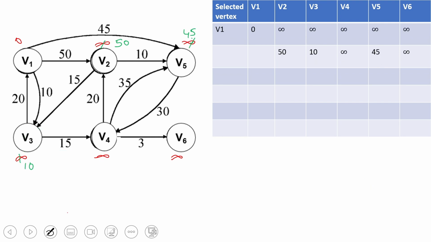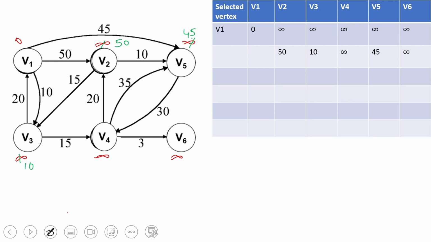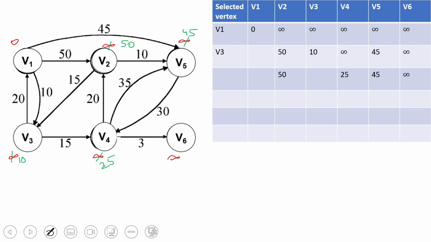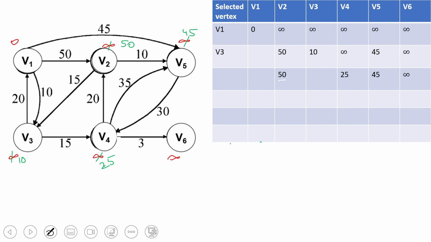In the same way as before, let's consider the shortest one. Which is the shortest one in all these? I mean the minimum value, it's obviously 25, which is v4. So let's write it here, v4.